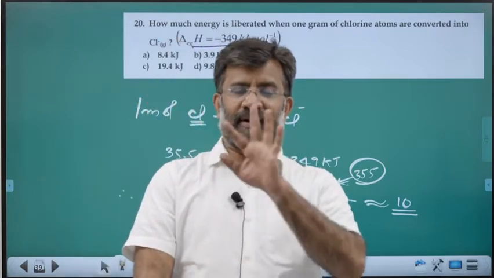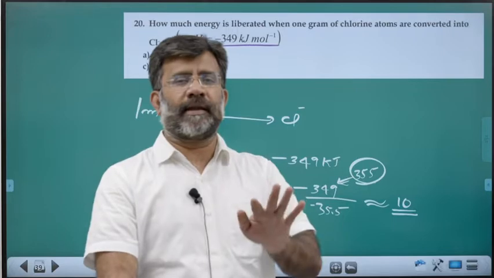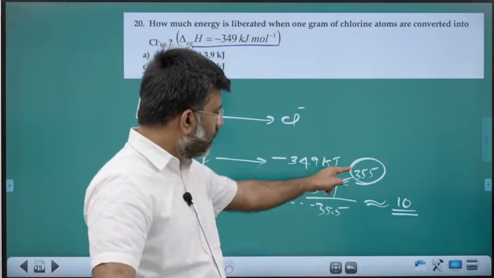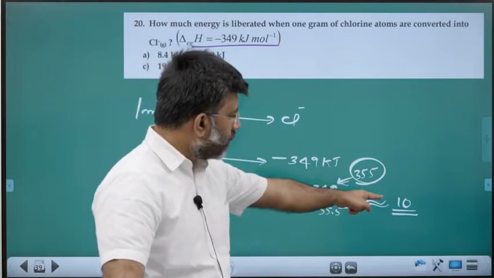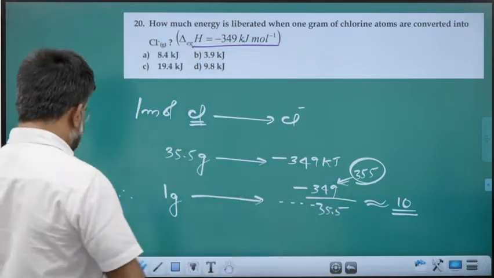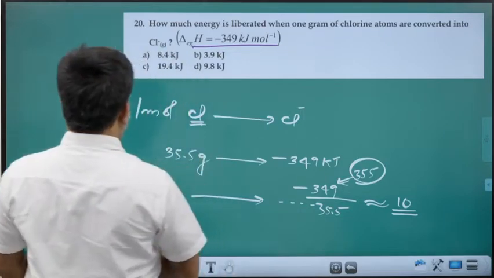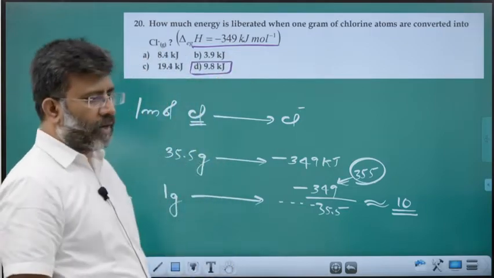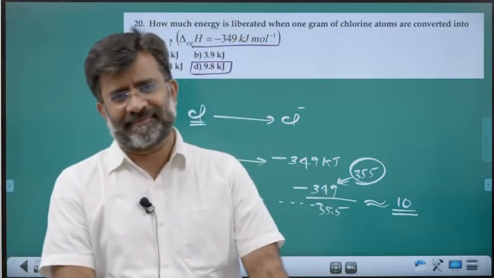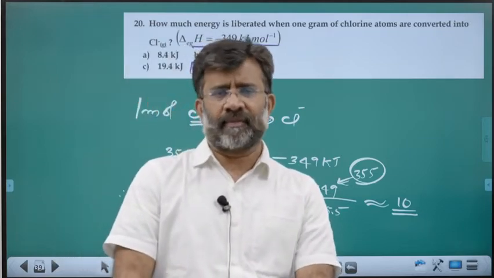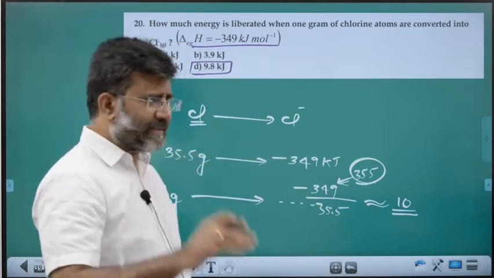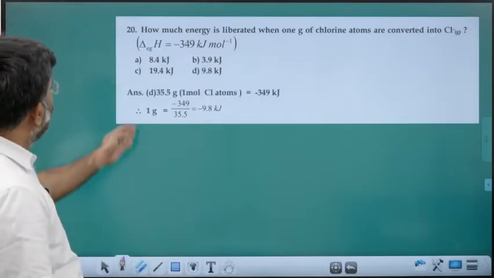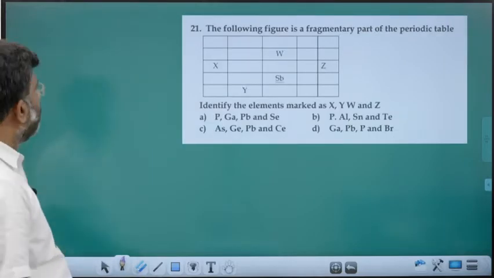Is it less than 10 or greater than 10? Less than 10, because in the numerator the approximation went to 350. Actual figure is 349. So the actual answer will be slightly less than 10. It could be option D. If you have a confusion, you can work it out, not necessarily. Okay, slightly less than 10. It is option D, 9.8. Next.